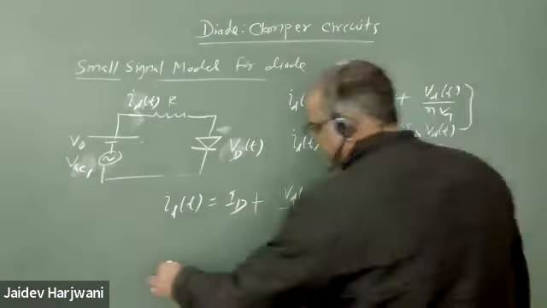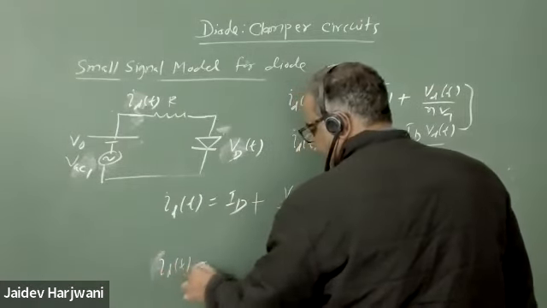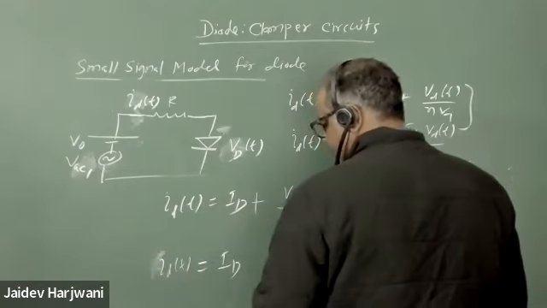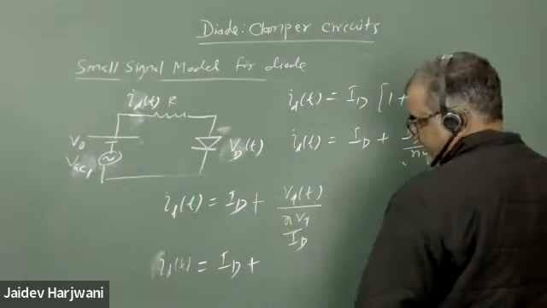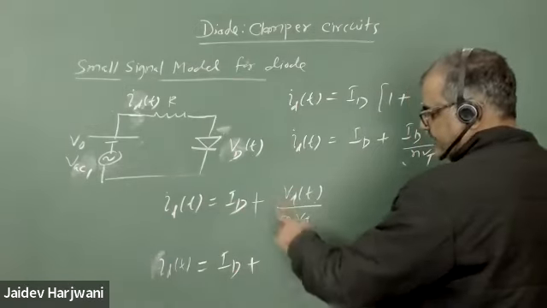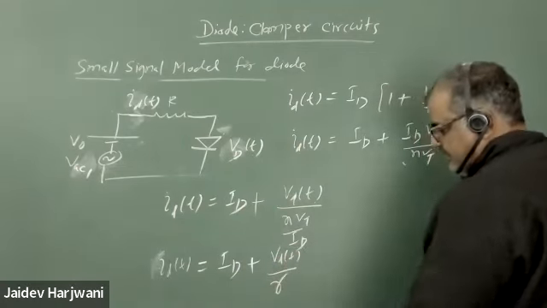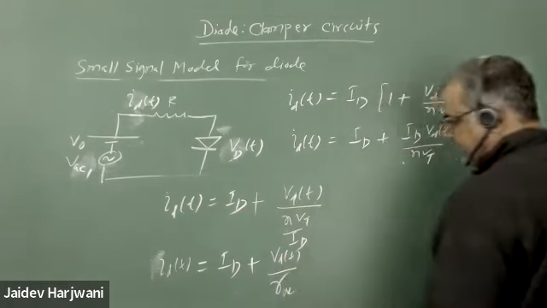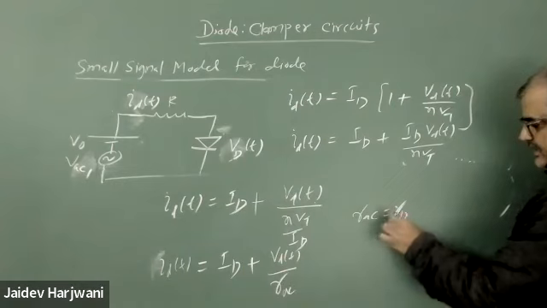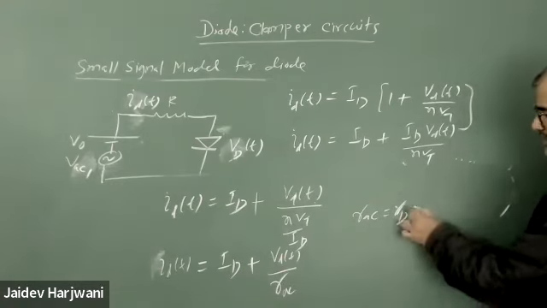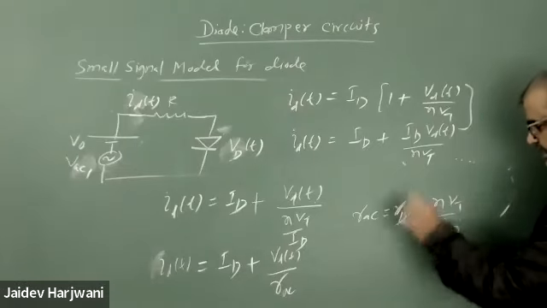Now I can write my total current i_D(t) in the circuit as the current only due to the DC source, plus v_d upon R. This one is a voltage and this becomes resistance. This I call r_ac or r, the dynamic resistance of the diode, which is equal to eta V_T upon I_D in the circuit.